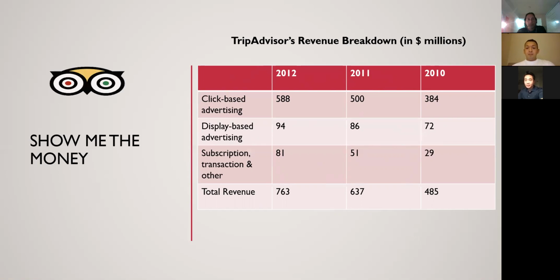For 2011, $500 million in click-based, $86 million in display, and $51 million in subscription, transaction, and other, and the total was $637 million.